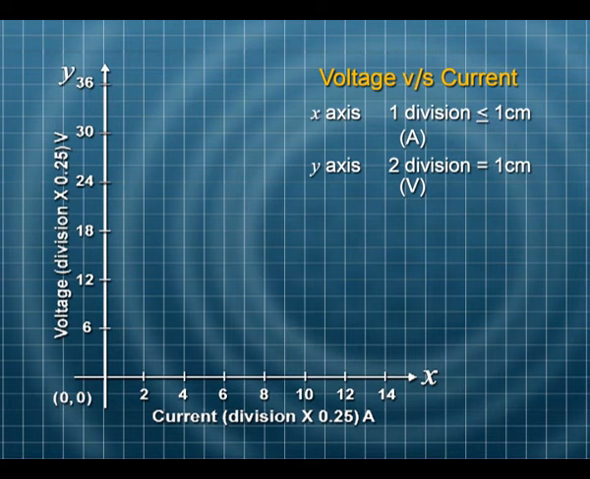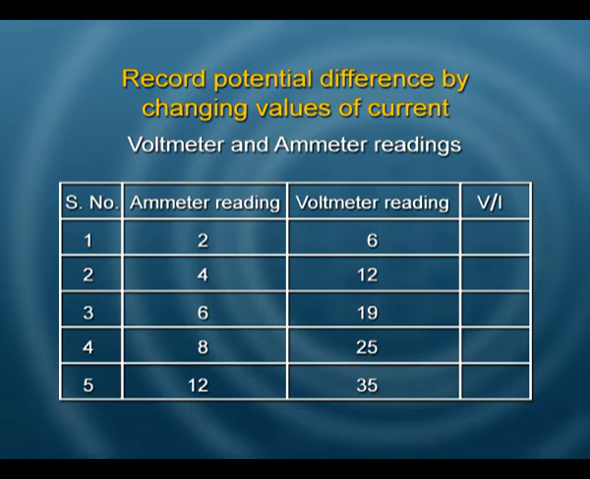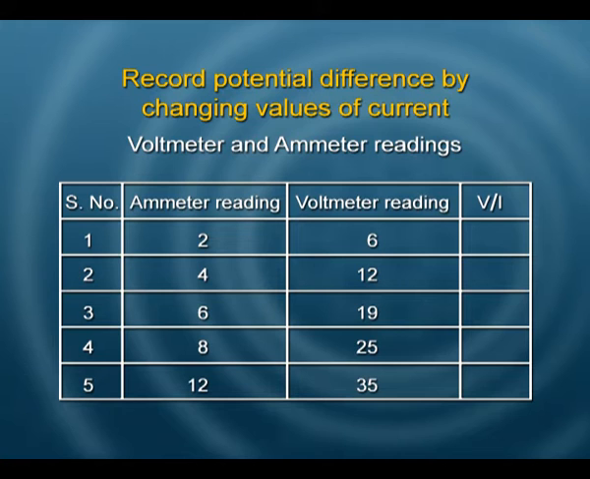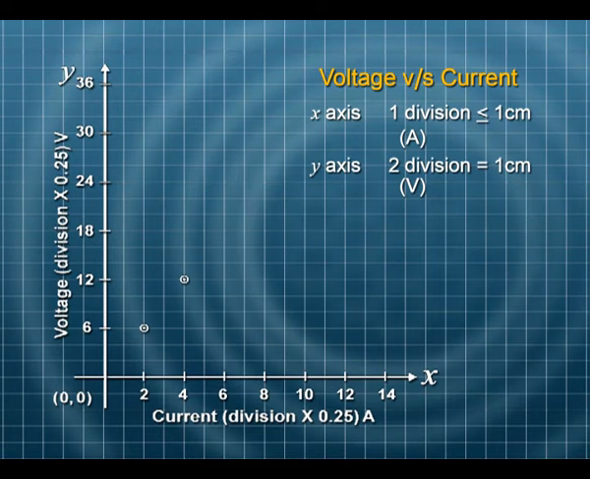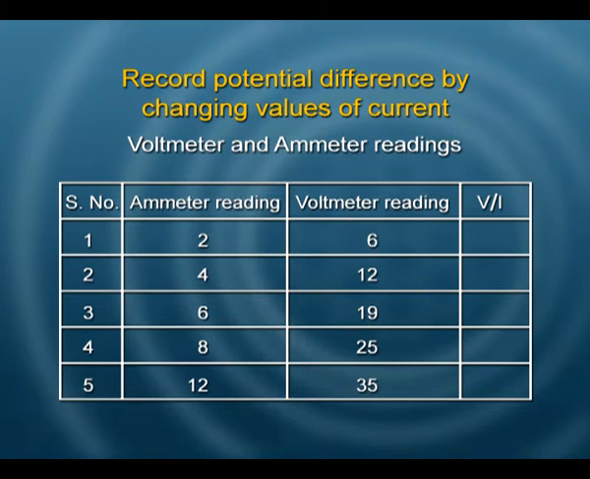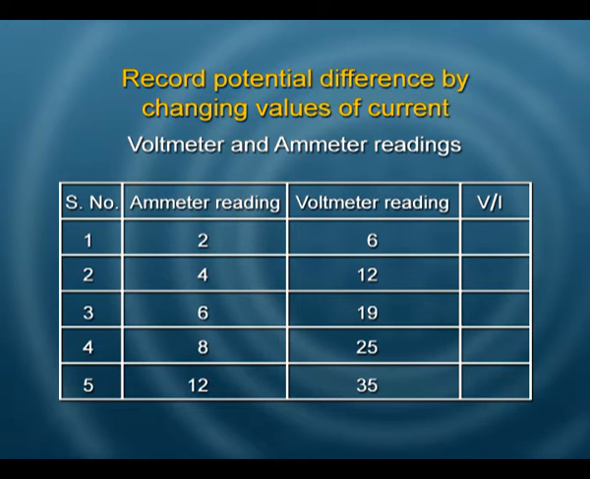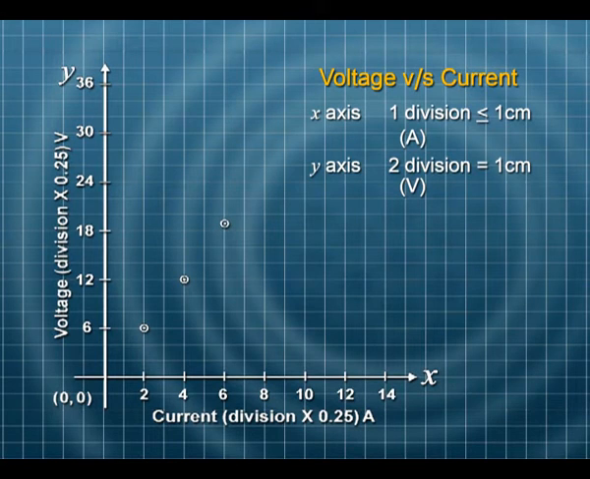Now, let us plot this. 2 and 6, our first point will be here, then 4 and 12, our next point will come here, 6 and 19, so this is 18, so this will be 19, 8 and 25, so this value will come somewhere around here, and 12 and 35.